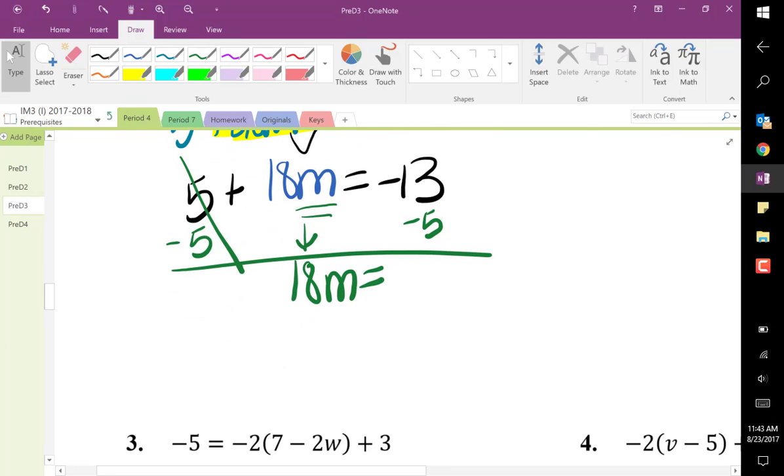Should be black because I didn't change it, and then I owe you 13. I borrowed 5 more. I now owe you 18. And now we're at that one step. When you read left to right, it says 18m. I have 18 M&Ms. What do I got to do to get rid of the 18? Good, very good. Divide by 18.